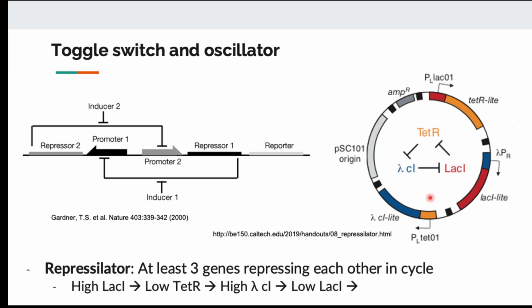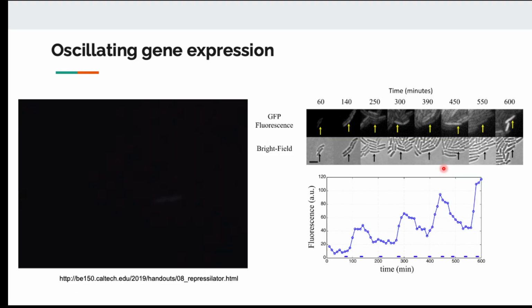But when you have low RACI, if you continue this logic further, when the cells have low RACI, they are going to have high TET-R. And when there is high TET-R, it's going to replace lambda again. And when you replace lambda, you're going to have more RACI. So you can imagine that you're not going to have any stable situation. You're going to have low and high, low and high, low and high, going forever. So this is an interesting design, which is why they call it an oscillator.